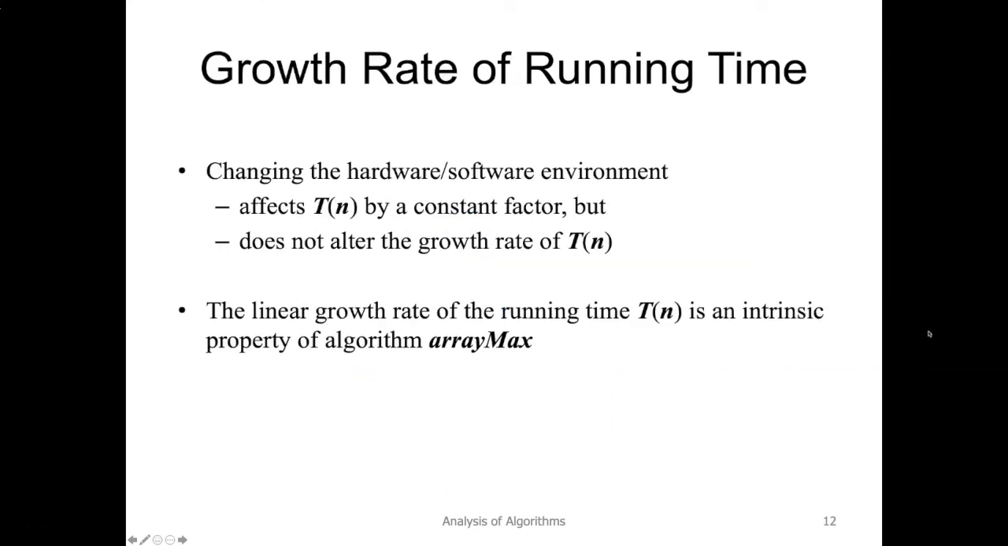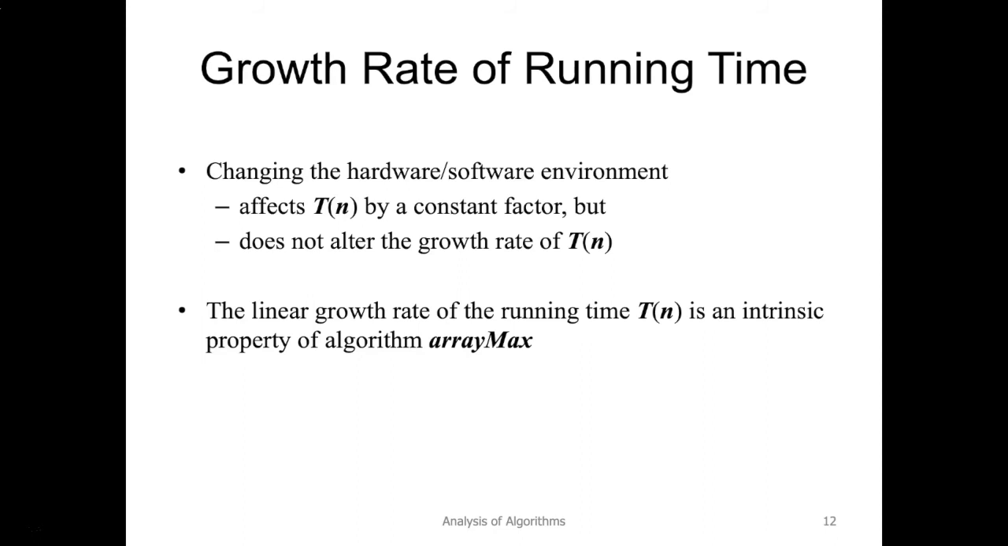So this actually describes the growth rate of our running time, because this is a function of n. Estimating the running time this way lets us evaluate algorithms independently from the hardware and software. Changing the hardware or software environment will change T of n only by a constant factor. That's the a and b, slowest and fastest primitive operation. So if you have a really fast computer, the amount of time it takes will be faster, but it doesn't change the growth rate of T of n. So that our running time of array max required 7n minus 1 primitive operations means that it has a linear growth rate. It depends only on n, and that's an intrinsic property of our algorithm.